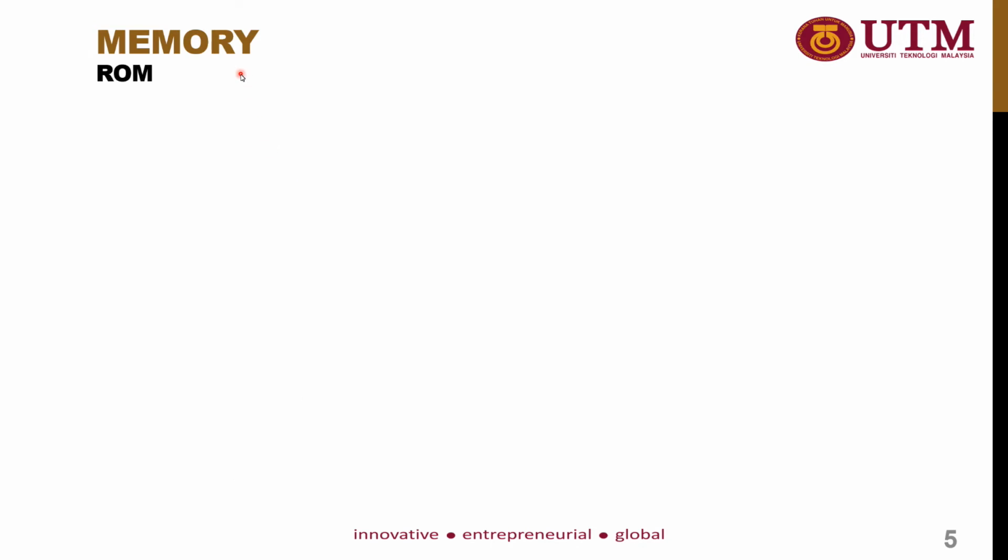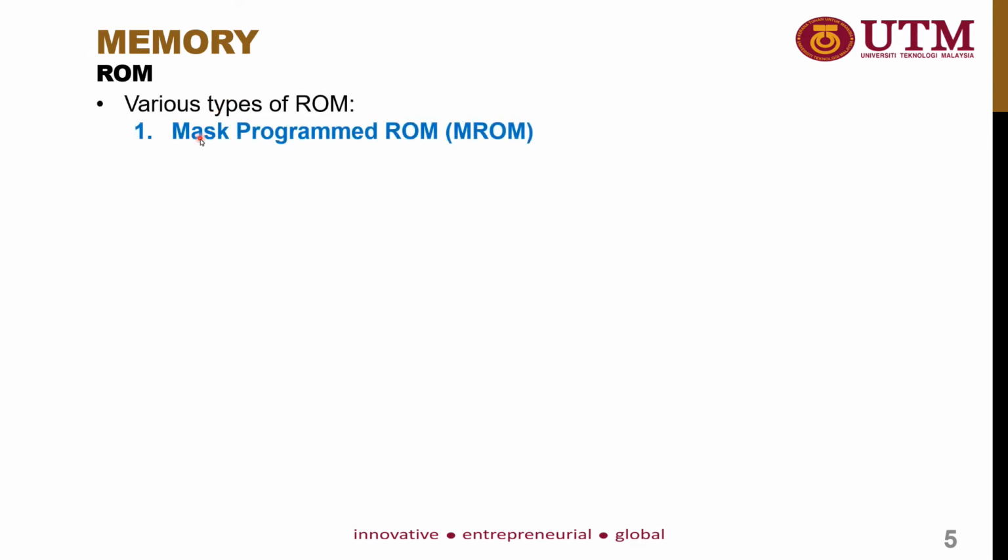Next is ROM. So what are the variations of ROM? The first variation of ROM is the mask programmed ROM, MROM. The mask programmed ROM is programmed by using a mask during fabrication by the manufacturer. This type of ROM is already programmed by the manufacturer, so you cannot customize the program.